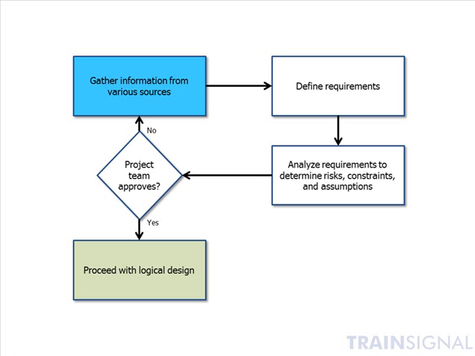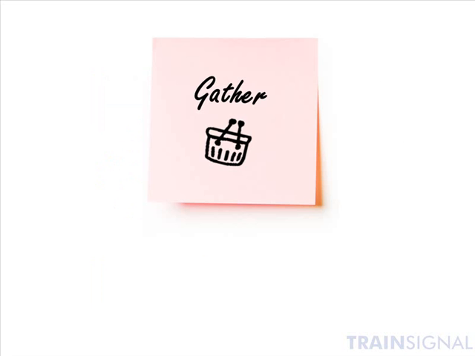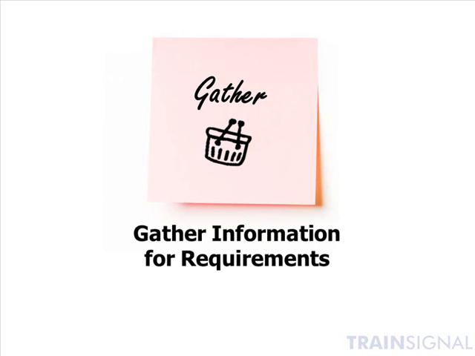So this process does occur primarily in the early part of the design process, but it will also occur throughout the design process, not just in the beginning, but continually throughout the design process. The first step for determining your design factors is to first gather information for requirements.